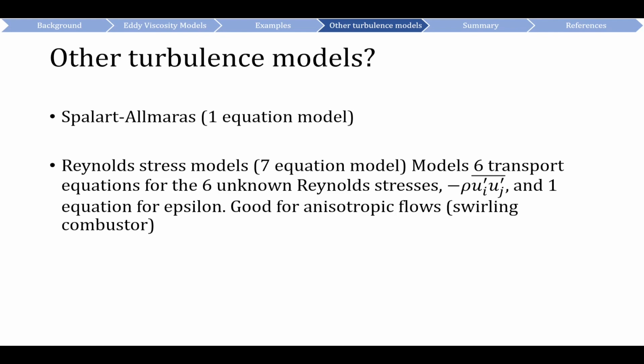It models the Reynolds stresses directly using 6 transport equations for each Reynolds stress and 1 equation for epsilon. And this is recommended for anisotropic flows. But again, you have to solve 7 transport equations, so that is a lot more computationally demanding than a 1 equation or a 2 equation model.